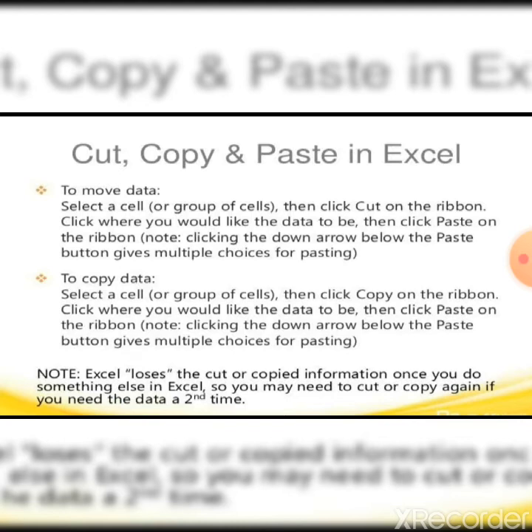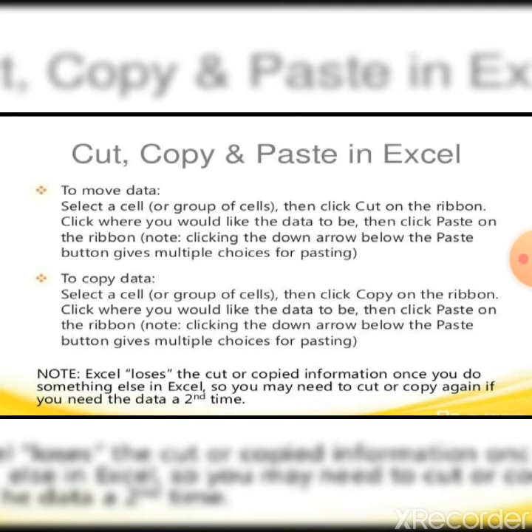Cut, copy and paste in Excel. Cut option is used to move data. Select a cell, then click Cut on the ribbon. Click where you would like the data to be. Then click Paste on the ribbon. Or you can use Ctrl+X shortcut key for cut your data and Ctrl+V shortcut key for paste your data.